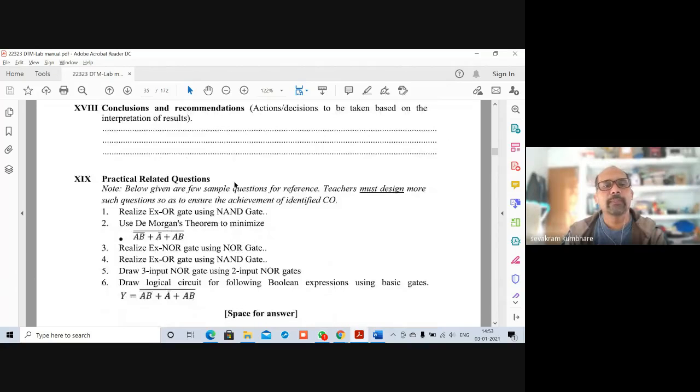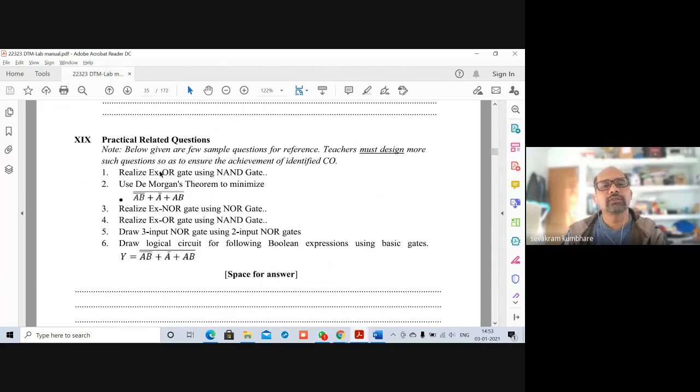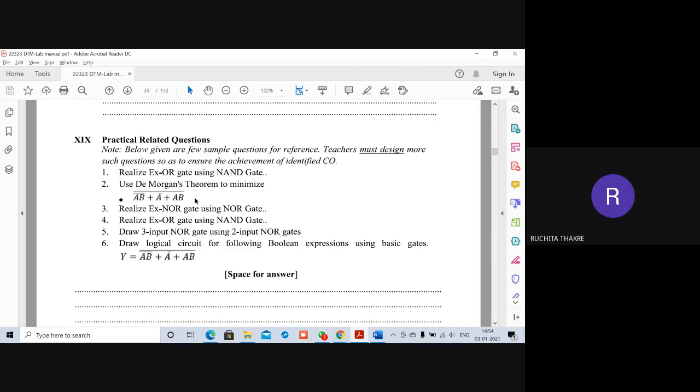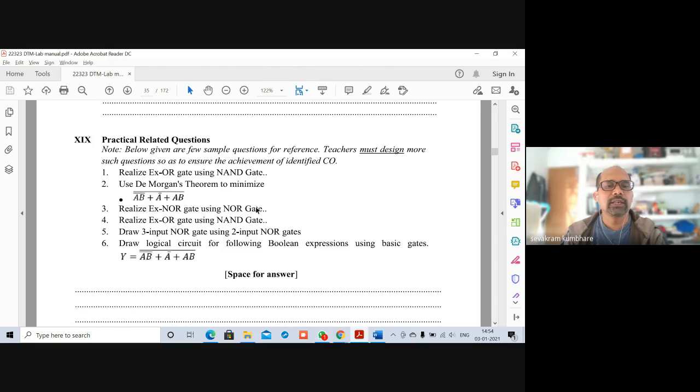Now, realize XOR gate using NAND gate. This you will get in book as well as on the net. Just see it and write it down with the help of circuit diagram. Then use De Morgan's theorem to minimize this. So this you have to minimize using De Morgan's theorem. I think all of you are able to do this, correct? Yes, sir. Then realize XOR gate using NOR gate. This also you will get in the books as well as net. So you have to draw the circuit diagram for that. Realize XOR gate using NAND gate. So this is a repeated question. 1 and 4 are repeated ones.